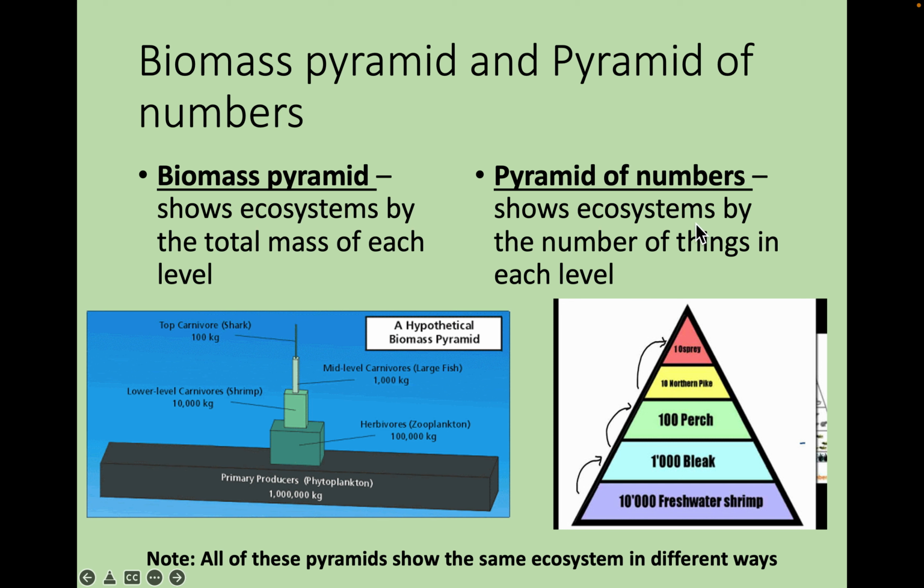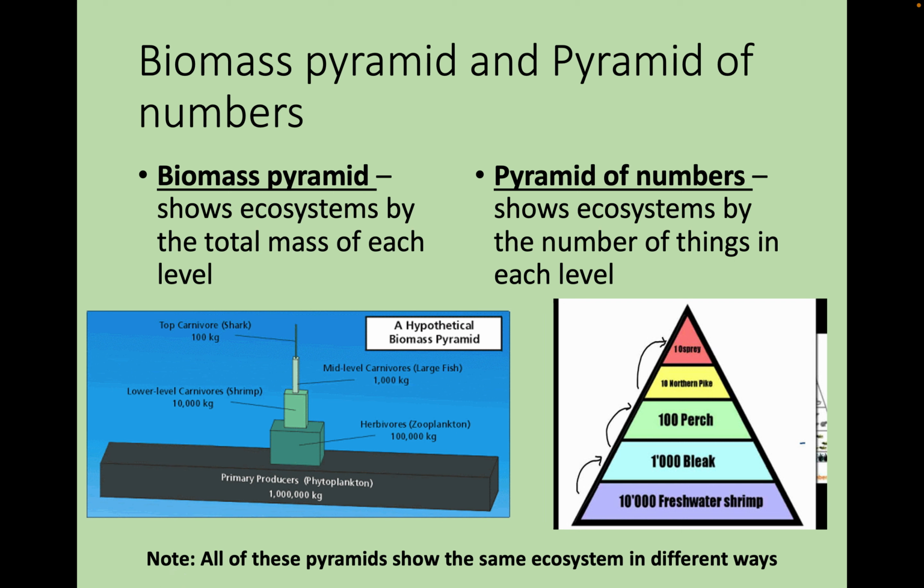Pyramid of numbers shows you the actual number. So here we're saying there's 10,000 shrimp, 1,000 bleak, 100 perch, 10 pike, 1 osprey. Osprey is a kind of bird. So these are different ways.